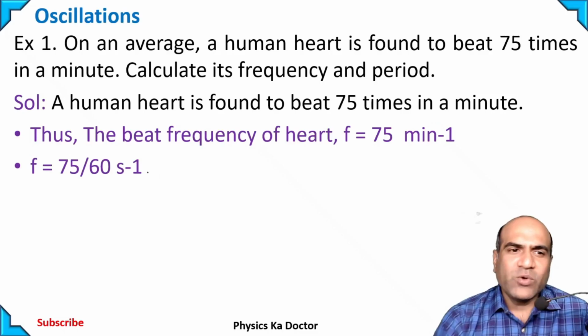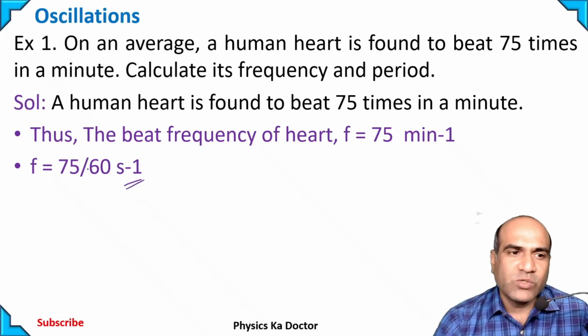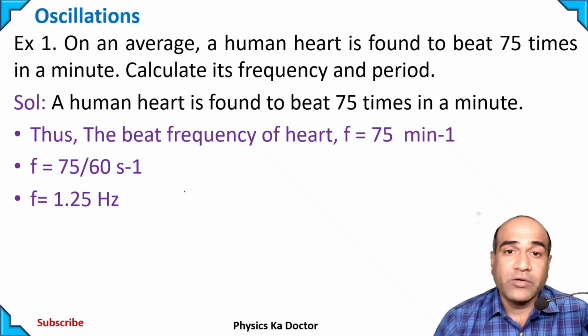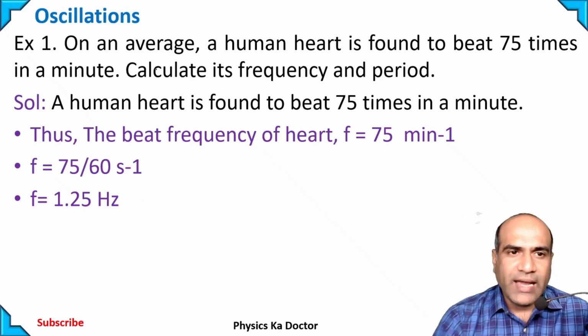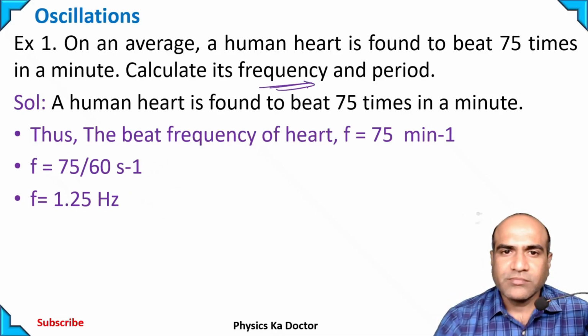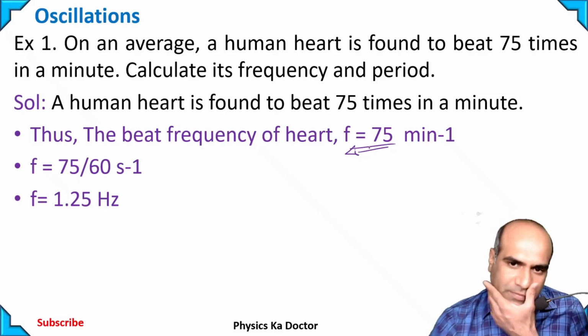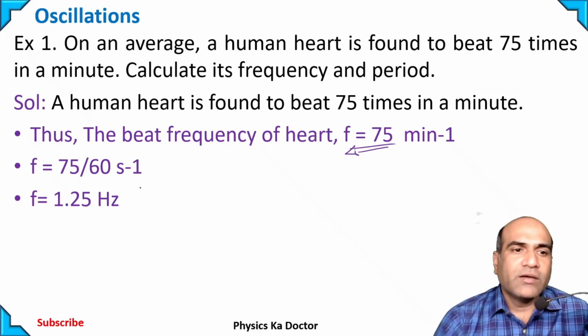We need to convert this into seconds, because frequency is always per second. So 75 divided by 60 gives our value per second. So f is equal to 1.25 per second. 75 is also a frequency, but the unit is different and we cannot use that unit. We have to have the number of occurrences per second.